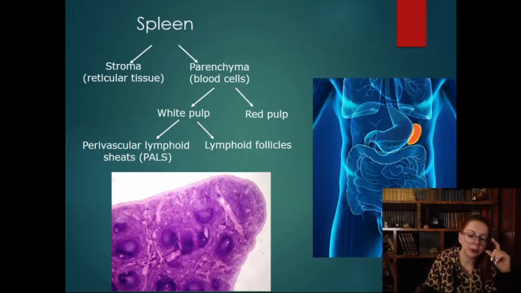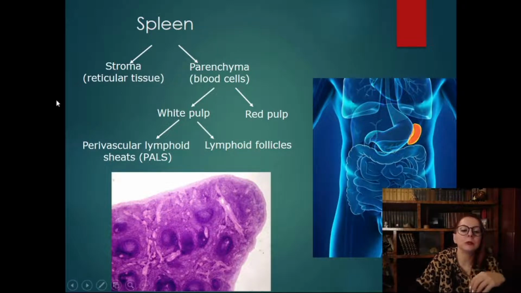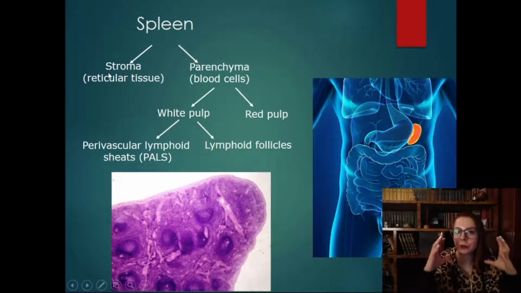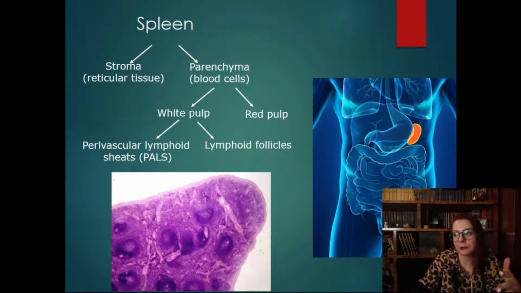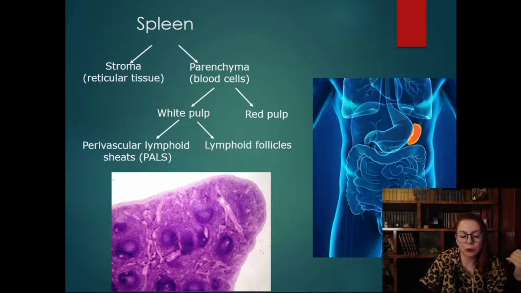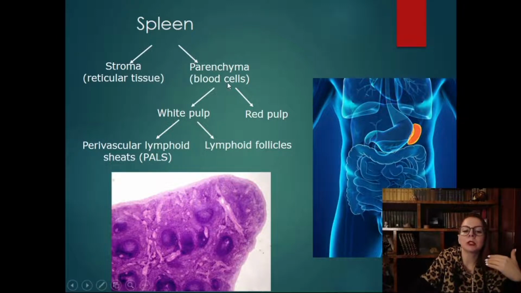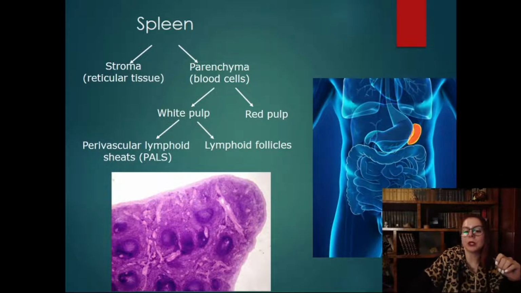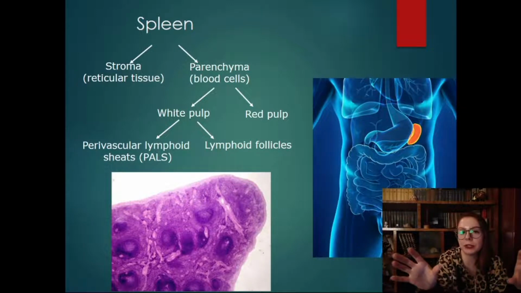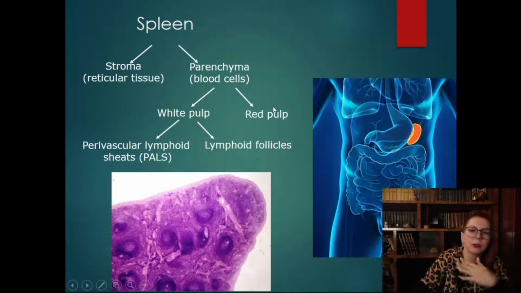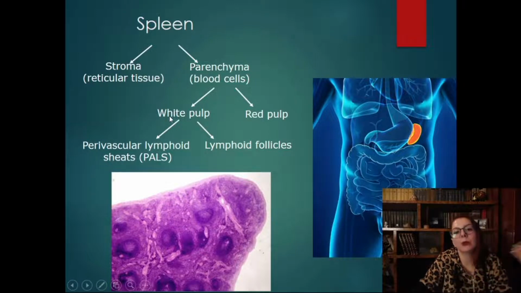And first of all, we have to discuss the structure of the spleen. Spleen, again, is represented by the stroma, which is the three-dimensional scaffold of the organ, and the parenchyma, which is represented by blood cells. Stroma is made up of reticular tissue as well as in the lymph node. Parenchyma is represented not only by lymphocytes but also by red blood cells. If in the lymph node we have only lymphocytes, in the spleen we have leukocytes and erythrocytes. That's why it has red pulp with erythrocytes in it and white pulp with leukocytes in it.